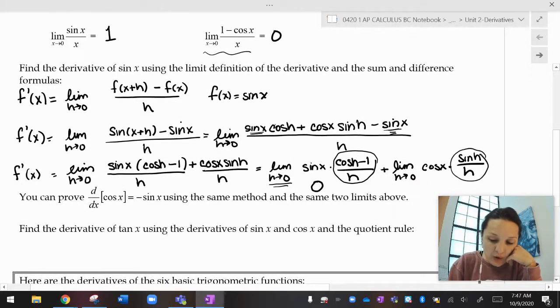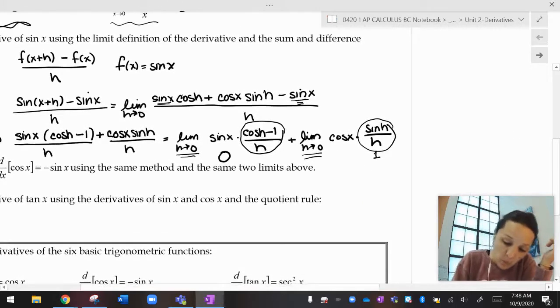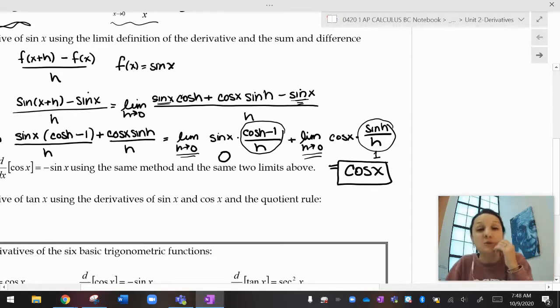Sine h over h, as h goes to 0, is the limit in the top left. So that goes to 1, and cosine x times 1 is just cosine x. Sine x times 0 is 0. So we finally get that cosine x is the derivative of sine x. Holy cowabunga, dude. That's where the algebra comes from.